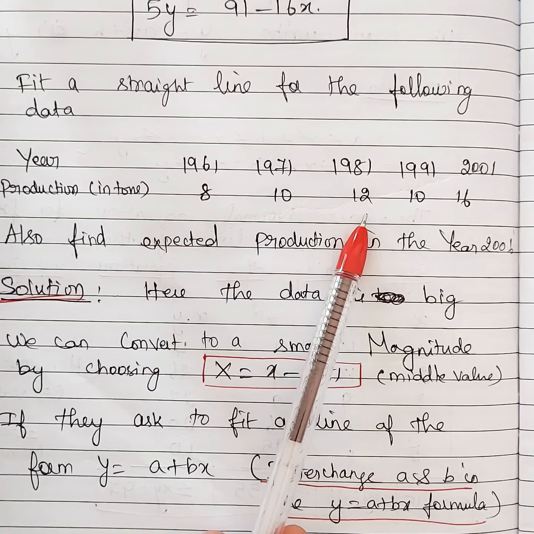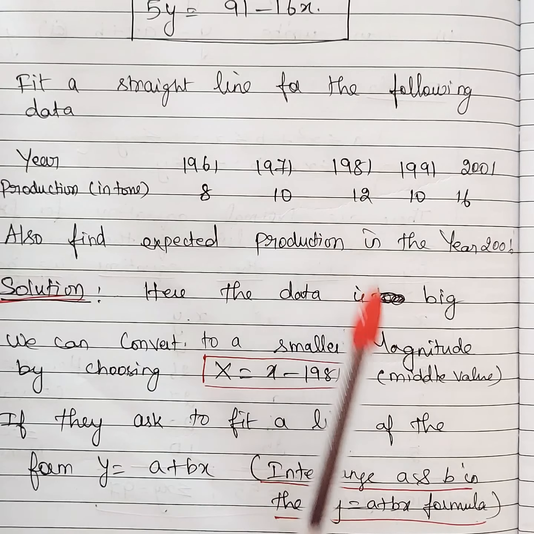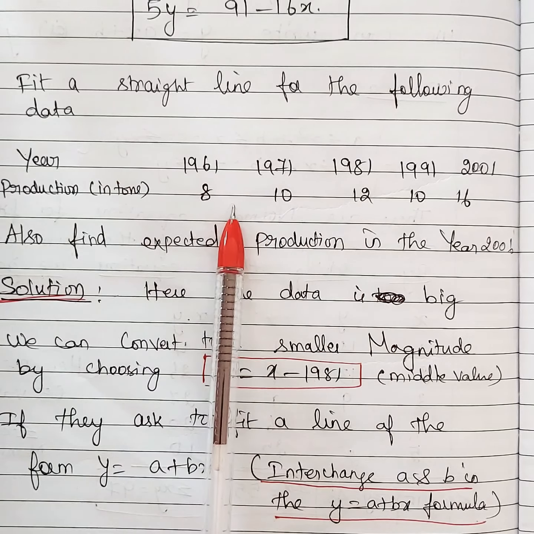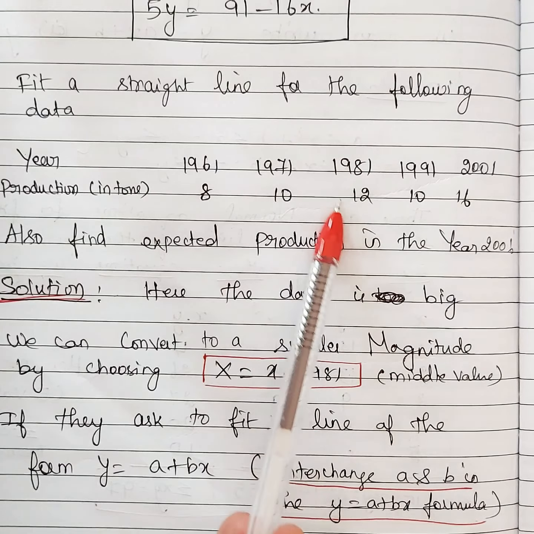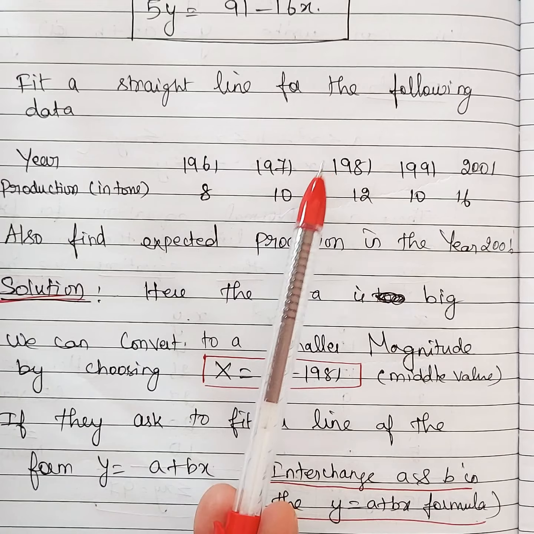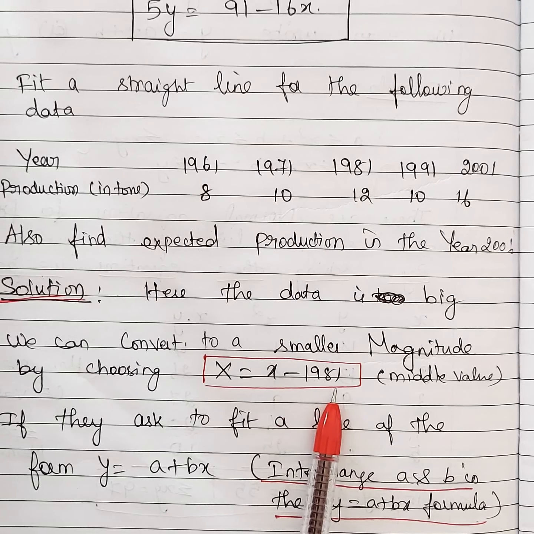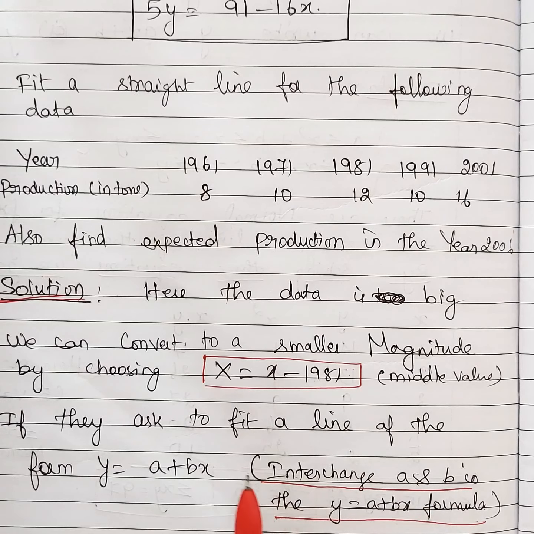Okay, this is completely up to you. Even if you choose any other value, definitely x value will become small and final answer will be the same. So here it is there in the center of the tabular column. I have taken 1981.